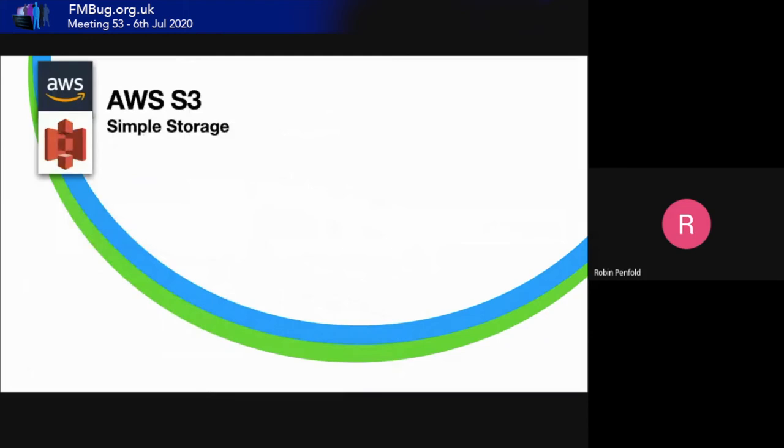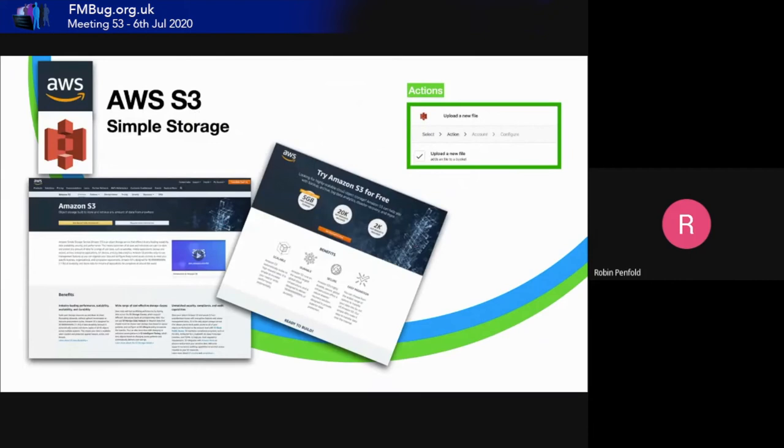Amazon's Simple Storage Service. Object storage built to store and retrieve any amount of data from anywhere and offers industry-leading scalability, data availability, security, and performance. This means customers of all sizes and industries can use it to store and protect any amount of data for a range of use cases, such as websites, mobile applications, backup and restore, archive, enterprise applications, IoT devices, and big data analytics. Pay as you go.